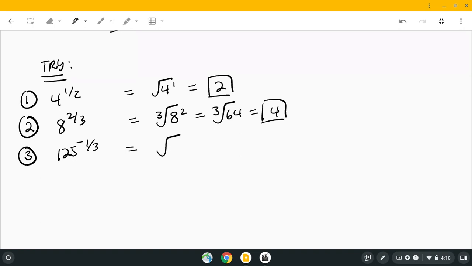And then this one, cube root of 125 to the negative 1 power. For the one up above, I went ahead and did the exponent first, then the radical. So what I'm going to do here is the radical first and then the exponent. Either way is fine. So cube root of 125 is 5. And now I can do to the negative 1 power, which is 1 over 5.